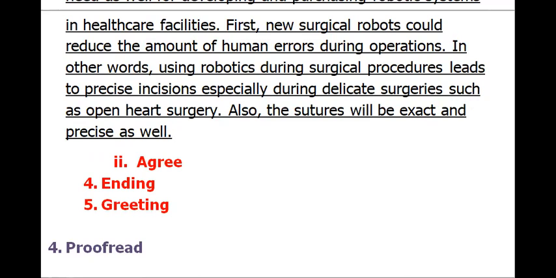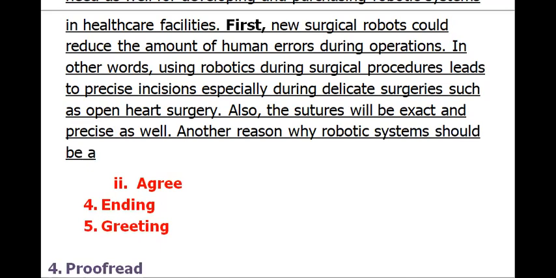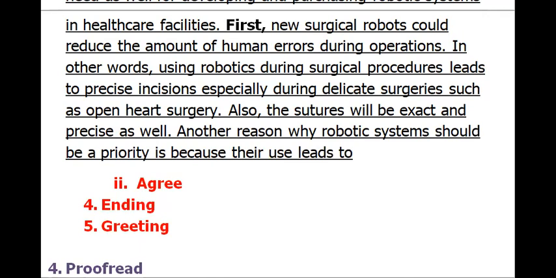Okay, let's talk about the second supporting point. Okay, another reason why robotic systems should be a priority is because they lead to, or their use leads to faster recovery time.